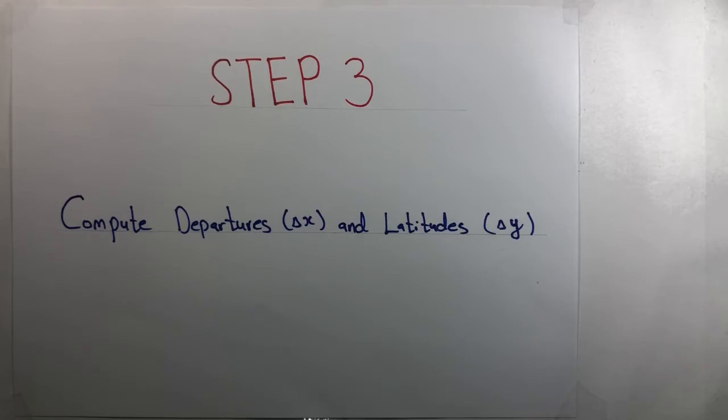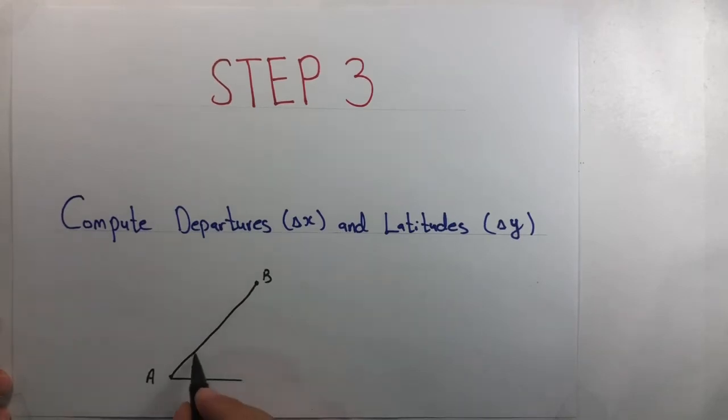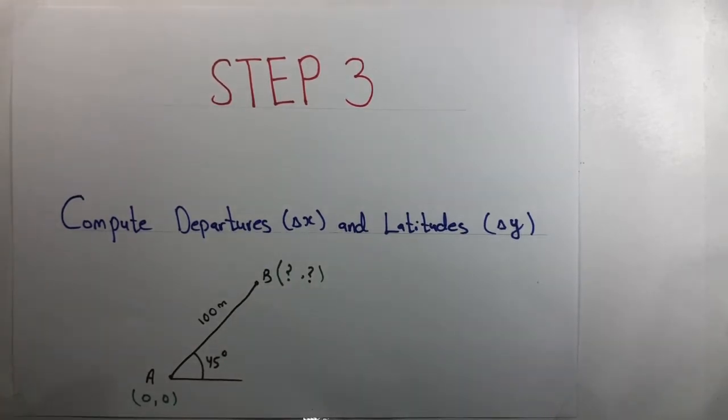Before we start with this step, we have to first understand why we need those departures and latitudes. Because those departures and latitudes are the ones which will get the coordinates. The concept is very simple. Let's have an example. For example, I have a line, let's say AB, and along with this line I have an angle of 45 degrees, let's assume. The length of this line is 100 meters. I have the coordinates of point A, which is 0 x and 0 y. I need the coordinates of the question mark on the x-axis and the question mark on the y-axis. This is the exact similar question to what we are solving at the moment.